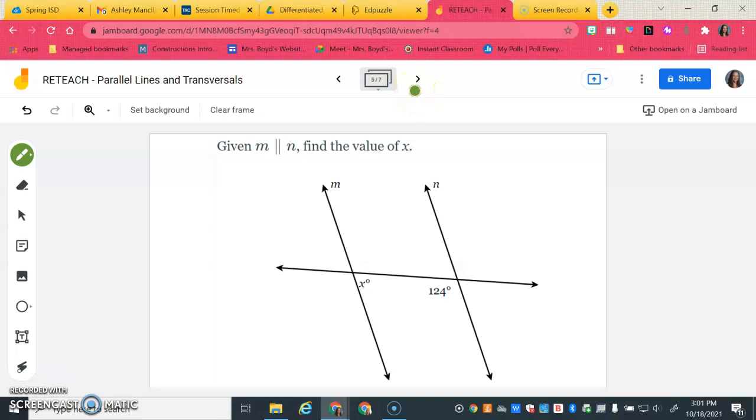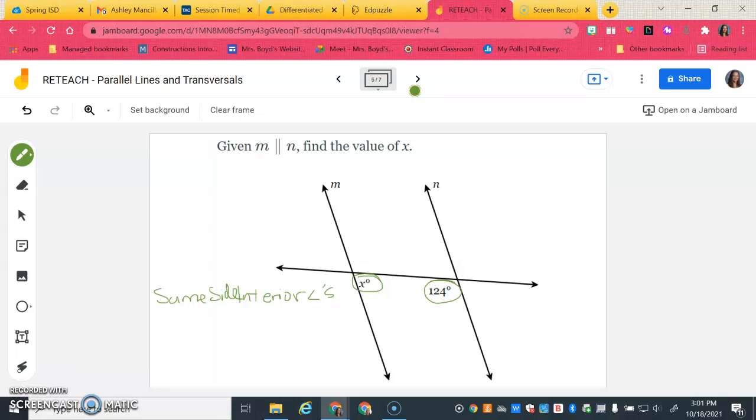Okay, given M is parallel to N, find the value of x. Now this one's a little bit different because it's rotated 90 degrees. So my parallel lines are running up and down and my transversal to the side. It's okay, we could still look at it. I have x and 124 degrees. I see they're both interior angles. They're inside and they're on the same side. So they are same side interior angles.